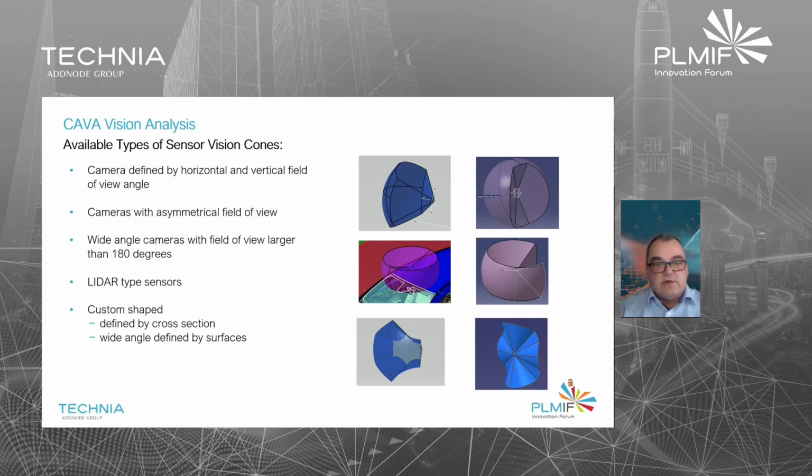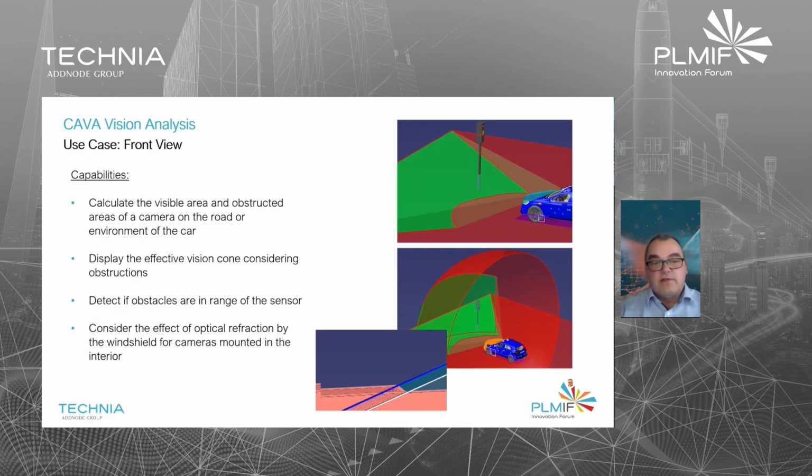So with these sensors, CAVA is fit to check different types of problems. Let's have a look at these use cases. One use case is a front view. For an autonomous vehicle, it's always important to look into the direction it's driving and detect obstacles, and it must be ensured that this sensor is in a good position, and that's what the automotive engineer needs to take care of.